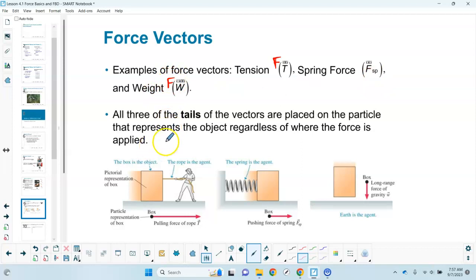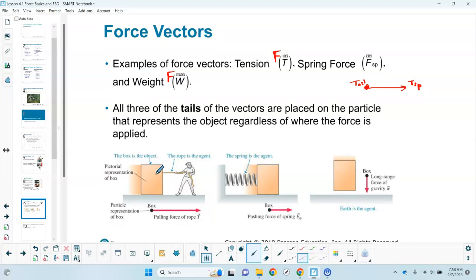And then with vectors, they're talking about the tail of a vector. So if I draw a vector, the dot here is where the vector starts, and we'll have it going to the right like it does on these pictures. So this is called the tip of the vector, where it points to, and then the tail is where it originates. So just so you know what that definition means. So it says all three tails of the vector are placed on the particle that represents the object, regardless of where the force is applied. So it's not where the force actually touches the object or acts on the object. We just all draw them at the same point, and that's easier to visualize what's happening.